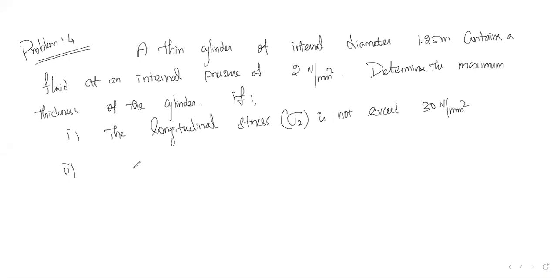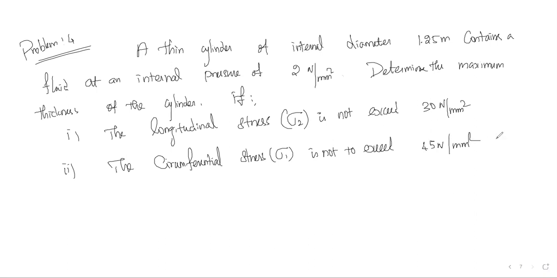And the second condition, the circumferential stress sigma 1 is not to exceed 45 Newton per mm square. So here we have to calculate the thickness for sigma 1 and sigma 2. From that, whichever has the maximum value, that we are going to adopt as the thickness. So let us move on to the problem.